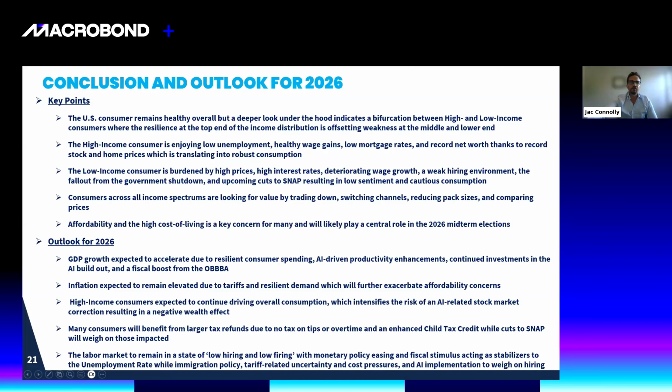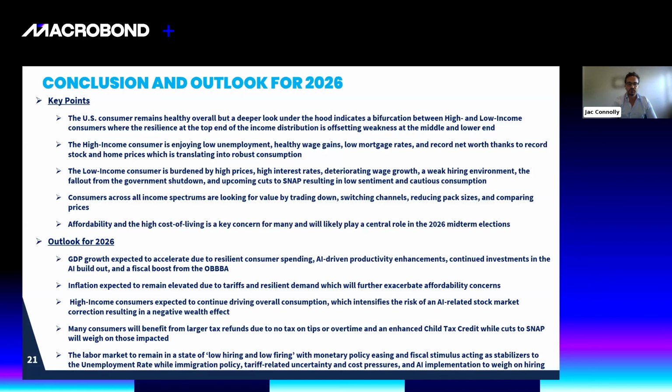And then, I know we're a little over, so I thought maybe we just open it up for questions, but a couple of key themes that we're thinking about next year: inflation is expected to remain elevated due to tariffs and resilient demand, which will further exacerbate affordability concerns. We do expect high-income consumers to continue driving overall consumption, but this does make us highly leveraged to AI, right? And the risk that a stock market correction could result in a negative wealth effect.